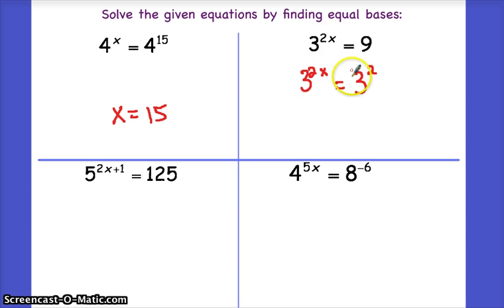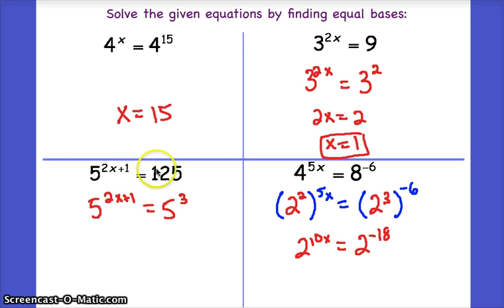Well, if 3 to the 2x equals 3 squared, then 2x has to equal 2. Your two exponents, just like we said over here at the left, have to be equal to each other. So if I divide by 2, then x equals 1. See if you can use that same idea to solve the two equations at the bottom. Go ahead and pause the video now and try getting equal bases. Think about how 125 relates to 5 and how 8 and 4 can be related.